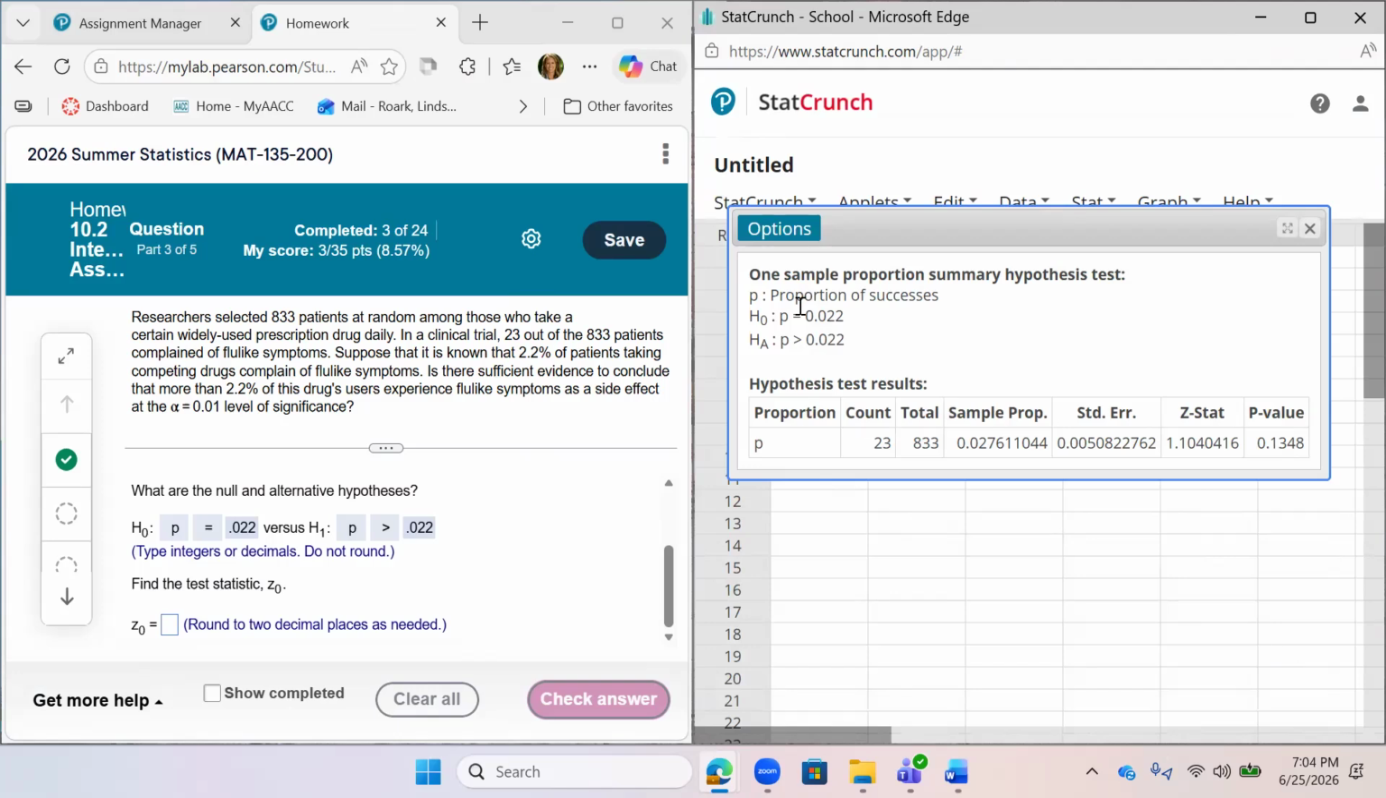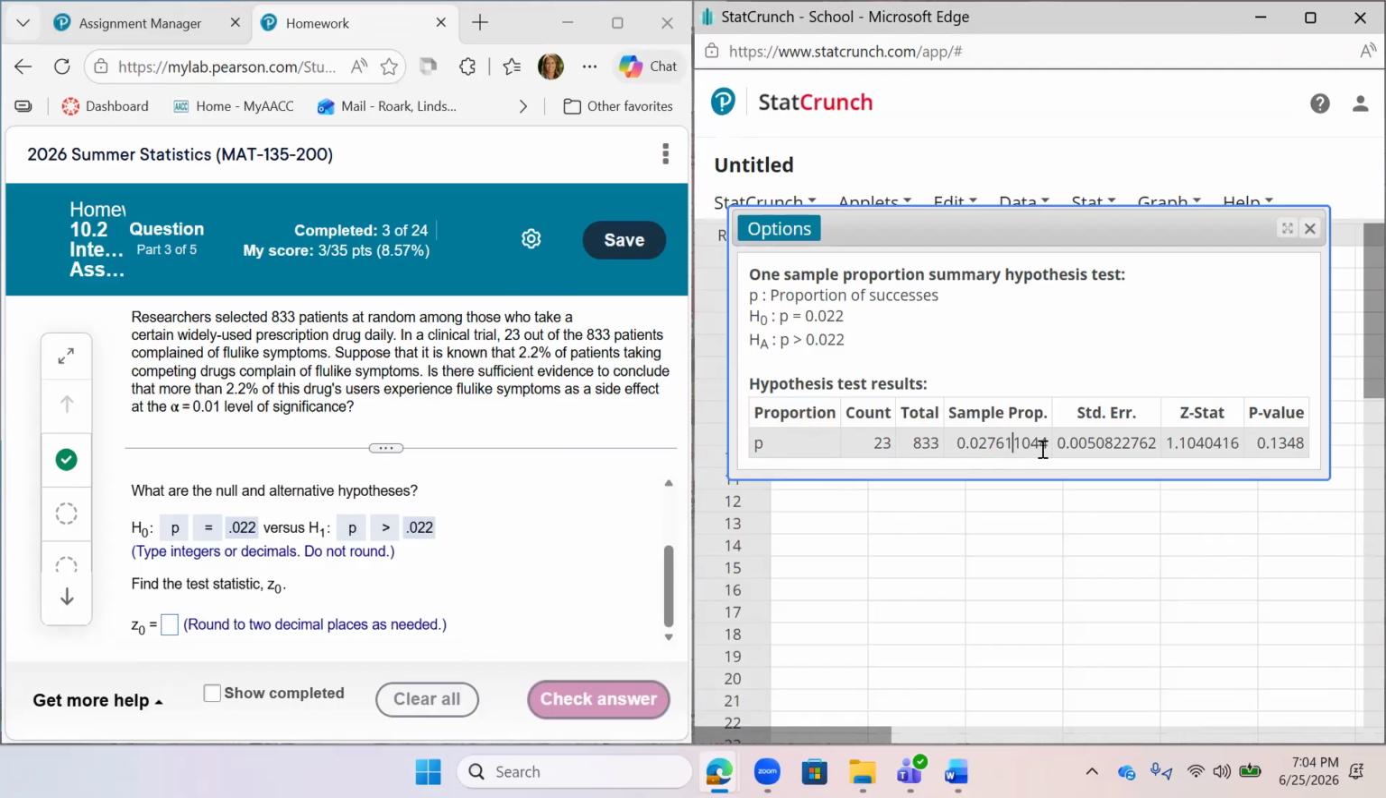Sometimes the pop-outs are overwhelming, but this one's not so bad. It's talking about proportions. They just repeat that the count was 23 and the total was 833. This is the sample proportion. If we wanted to see what 23 divided by 833 is as a percent, it would be 0.028.